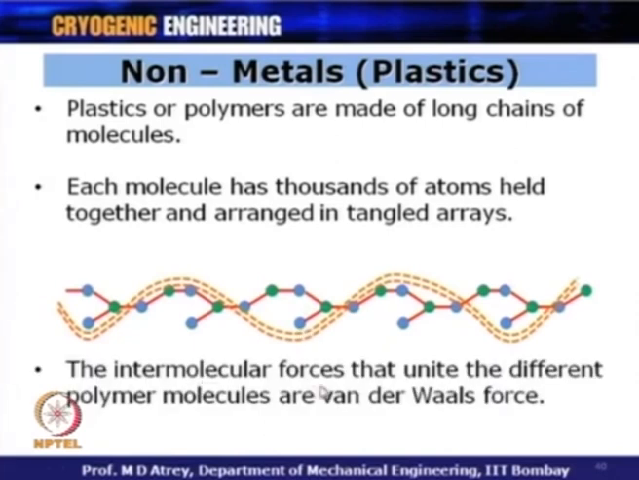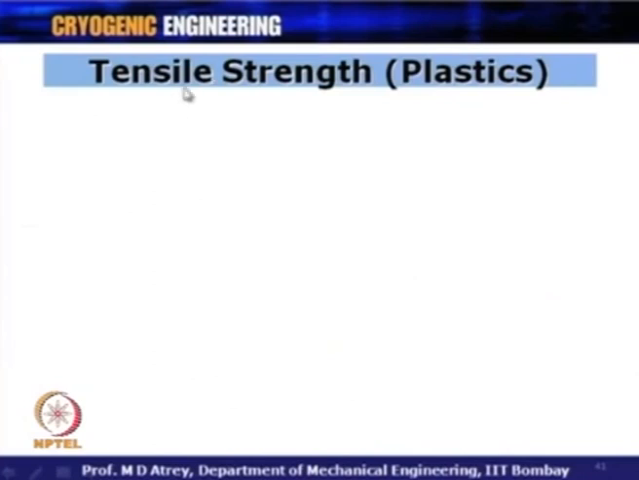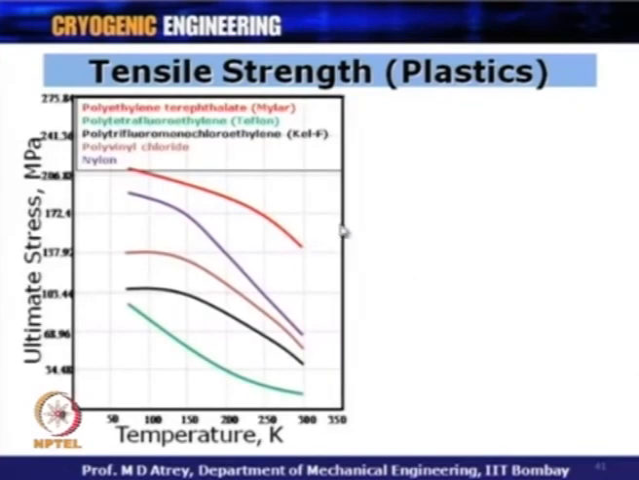Now, the intermolecular forces that unite these polymer molecules are very weak, and they are basically van der Waals forces. This particular force keeps them united together. All the molecules are kept united because of this particular force. Now, if you want to study the tensile strength behavior of plastics at low temperature, this particular curve shows this behavior. So, if I want to plot the ultimate stress of different plastics at low temperature, again what you see is that at lower temperature the ultimate stress of this material increases.